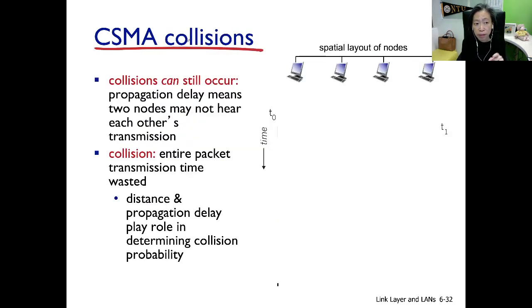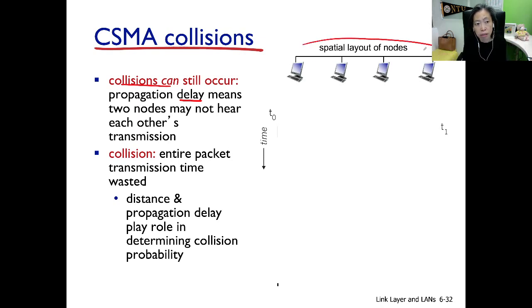Even though the nodes on the CSMA channel will try to be polite, listening before sending, collisions can still occur. It's because there's a certain delay propagating the signals. So if you have two nodes somewhat far apart about to send data at the same time, at the moment they're sending, they might not hear each other's transmission. So let me use this example on the right to explain.